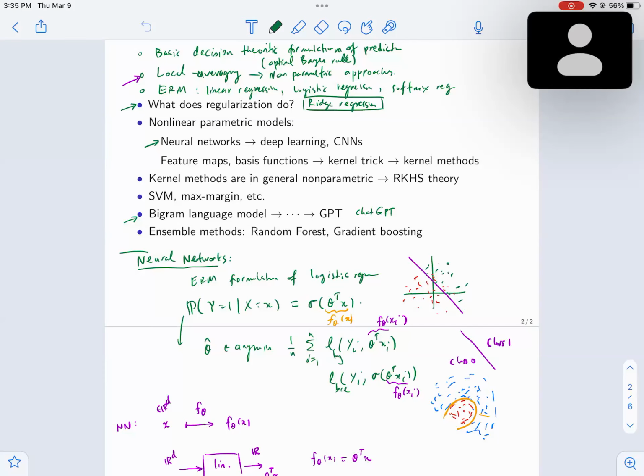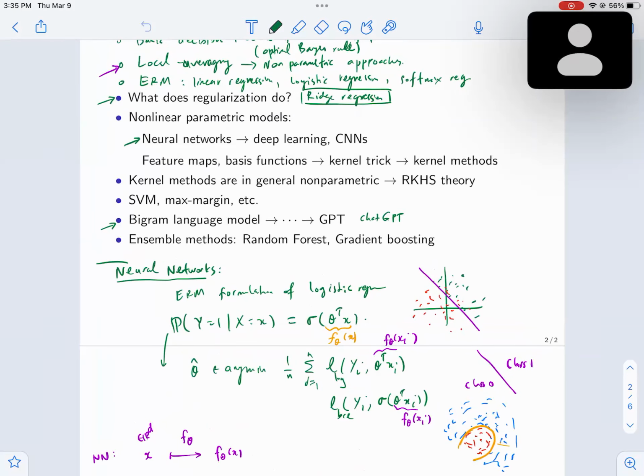Kind of sort of the things that we want to talk about. So last time we talked about neural networks, and so we may come back to it later if we have time. But basically, the idea was that by composing linear functions interleaved with element-wise nonlinearity, we can construct parametric families of nonlinear functions.